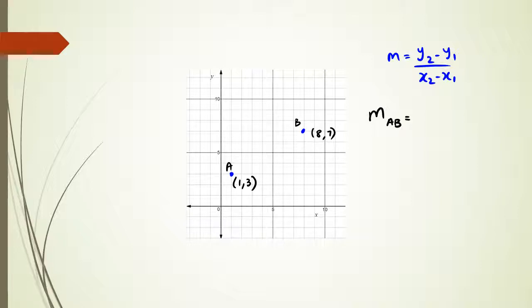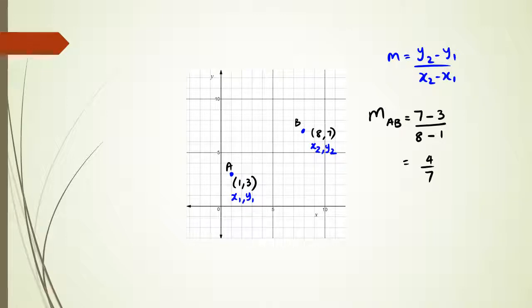Now obviously I need y2, y1, x2, x1. So I take the first point, and I'm going to call the x value of the first point x1 and the y value of the first point y1. For the second point, I'm going to take the x value as x2 and the y value as y2. Now it's just a matter of substituting these values: y2 is 7 minus y1, which is 3, divided by x2, which is 8, minus x1, which is 1. And if I simplify this, I get 4 over 7 as my gradient.